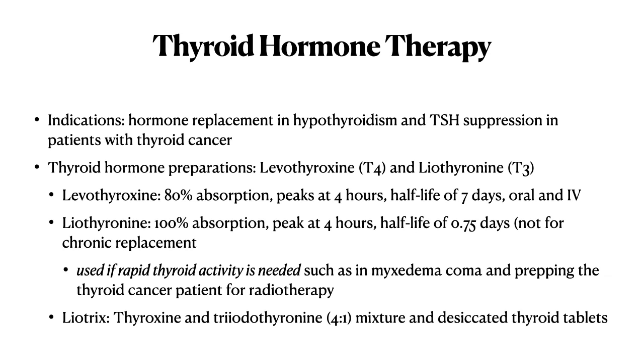So the principle here is if you give T4, you will have slower onset of effect but prolonged effect. The half-life is 7 days. And the goal here is to provide T4, which is converted peripherally by the cells into the active T3.